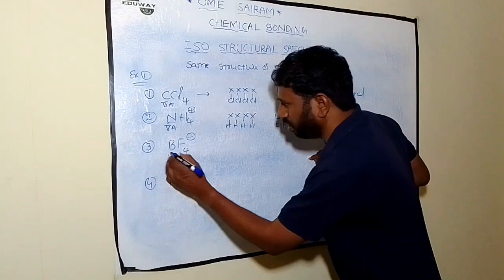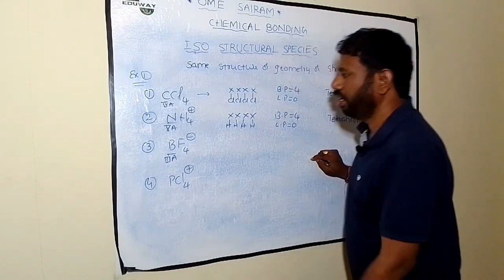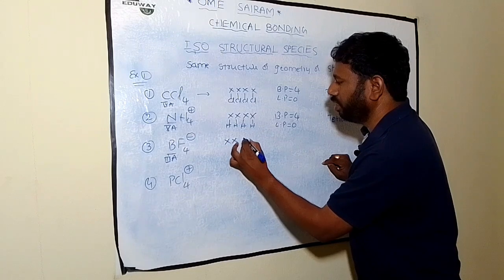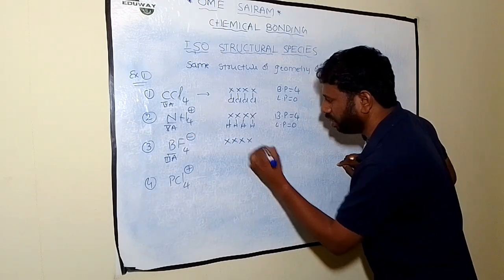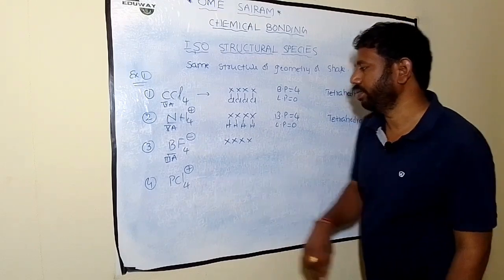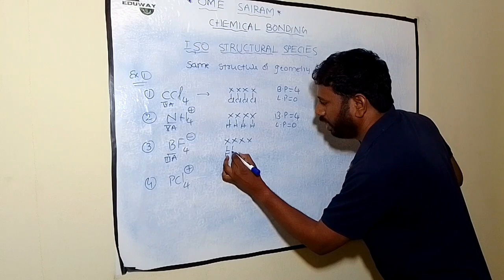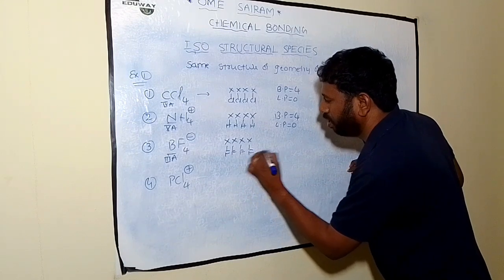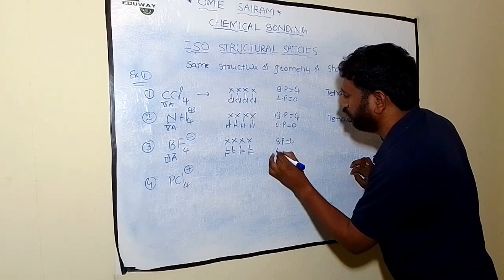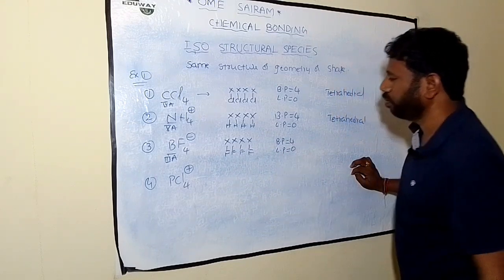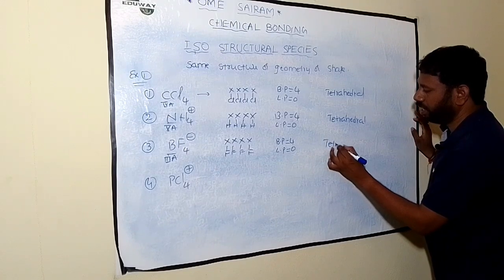Now BF4 negative charge. In BF4 negative charge, the central atom is boron. It belongs to 3rd A group element, and it contains 3 valence electrons and 1 negative charge. It indicates 1 extra electron. Now boron is forming 4 bonds with 4 fluorine atoms. Now see bond pairs. How many bond pairs? 4 bond pairs. Lone pair 0. If any molecule has 4 bond pairs and 0 lone pairs, the structure is tetrahedral.